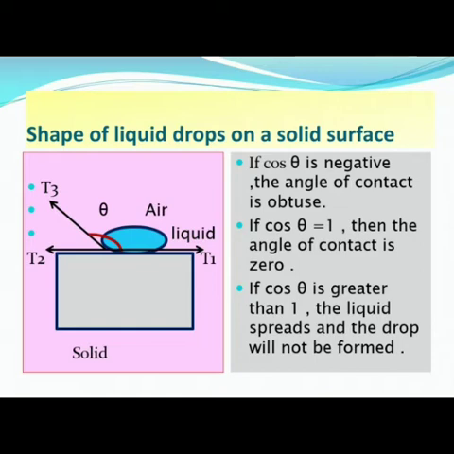The fourth example, where the cos theta is greater than 1, the liquid spreads and the drop will not be formed. So these were the cases. I repeat again. The first case, where cos theta is negative, the angle of contact becomes obtuse. The angle of contact is 0, as we have seen earlier. If your cos theta is 1 or cos theta is greater than 1, then the liquid will spread. This is how we see it when any water falls on the floor or surface.